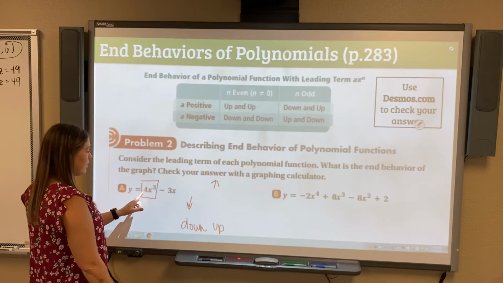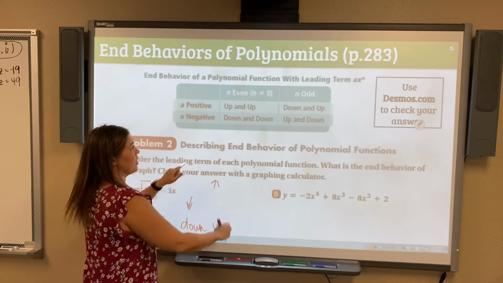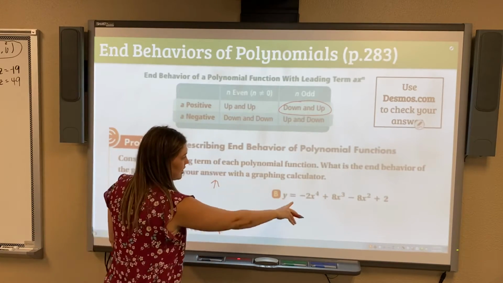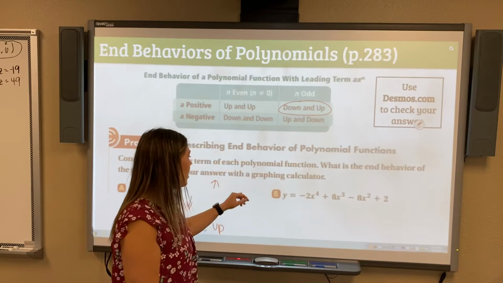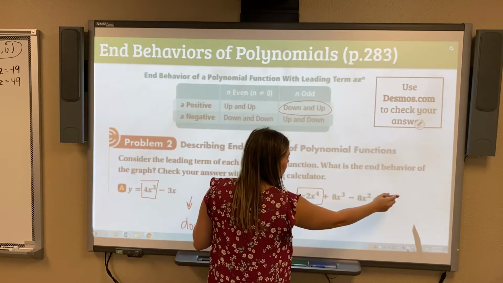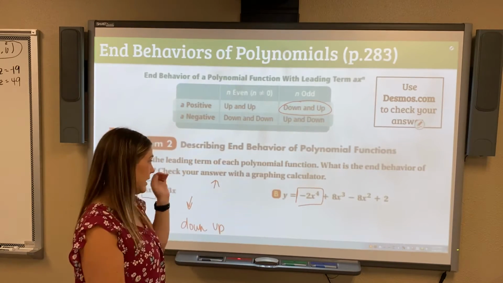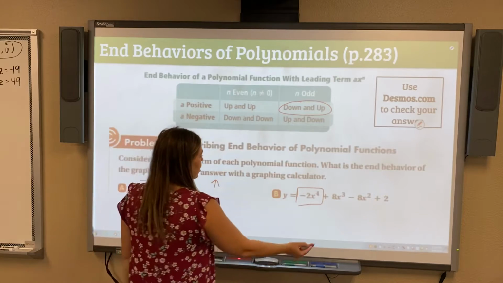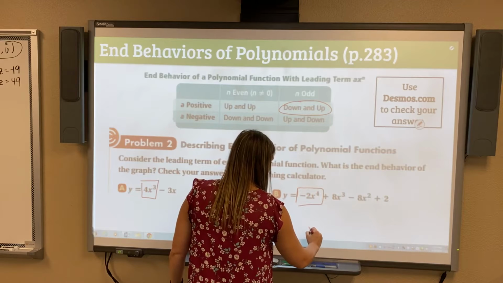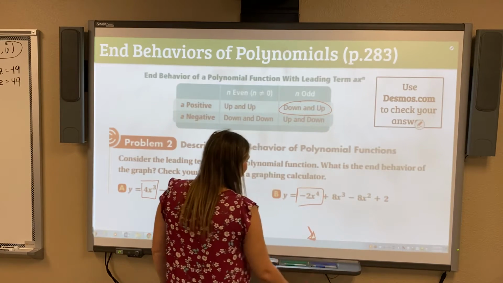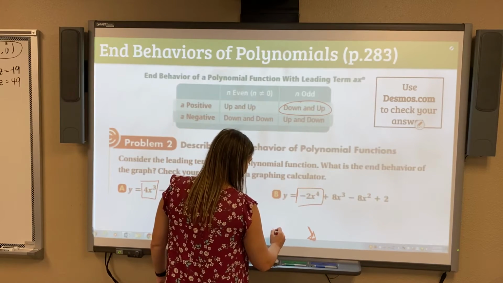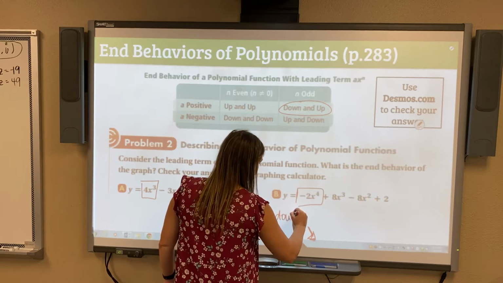Okay, another way you can just kind of look here. A is positive, and n is odd, so it's going to be down and up. Okay, and then let's look at this one, and then we'll check them in Desmos. So we have our leading coefficient, negative 2x to the fourth, and double check, we have 4, 3, 2, and then 0, so we're good there as far as in standard form. So our leading term, our a is negative, so it's going to end down. And then 4 is even, so it starts and ends the same, so it's going to be down and down.